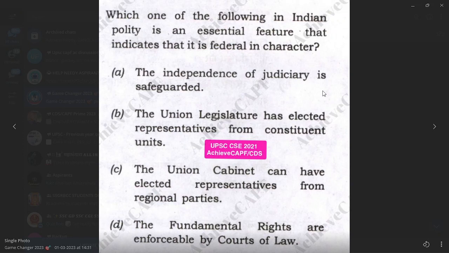Next, which of the following features in Indian polity is an essential feature that indicates it is federal in character? The independence of judiciary is safeguarded. The Union legislature has elected representatives from the constituent units. The Union cabinet has elected representatives from regional parties. Fundamental rights are enforceable by the court of law. D is the answer. D for dog.